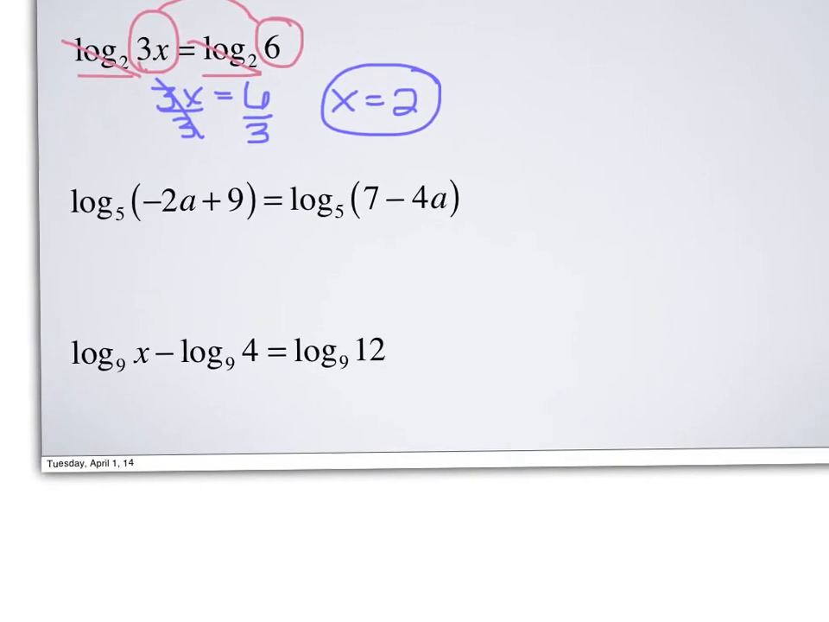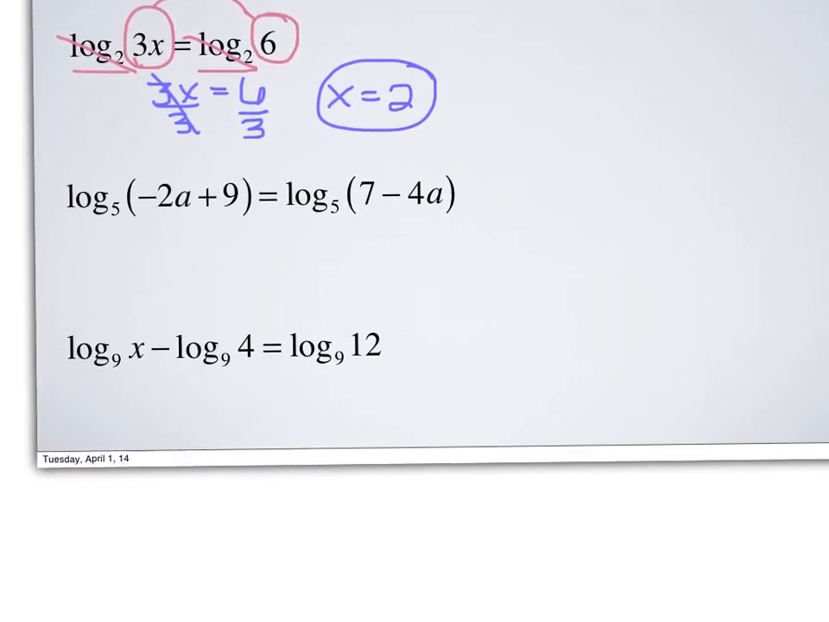Let's look here at the second one. Second one, very similar. I've got log base 5 of blah, blah, blah is equal to log base 5 of blah, blah, blah. Well, if they're both log base 5, then the two blah, blah, blahs must be equal to each other. So again, because they're both log base 5, just ditch those. That leaves me with negative 2a plus 9 is equal to 7 minus 4a. And then I'm just going to solve from there.